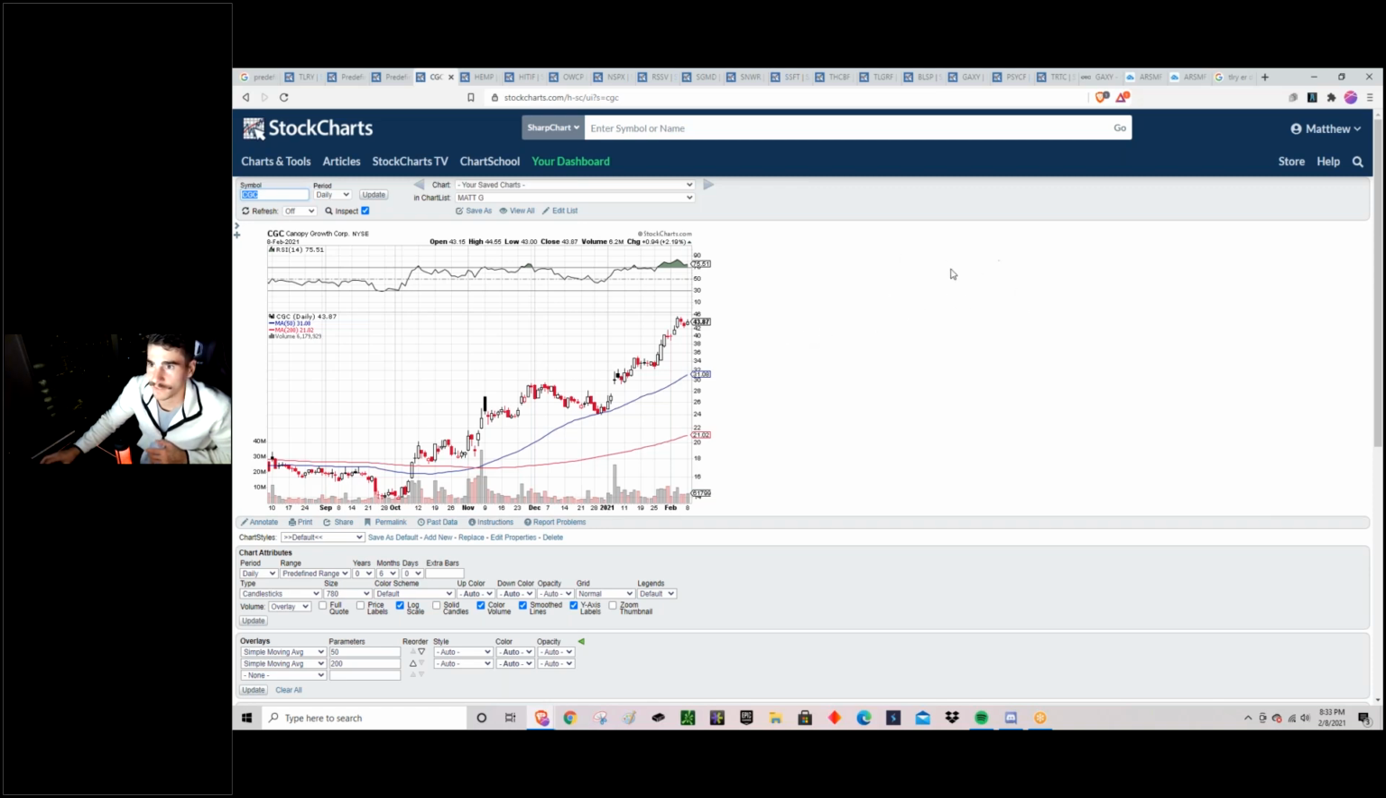What time is the release in the morning? It's supposed to be before the morning bell. It's pre-market. Tilray, APHA, CGC, they always report pre-market.